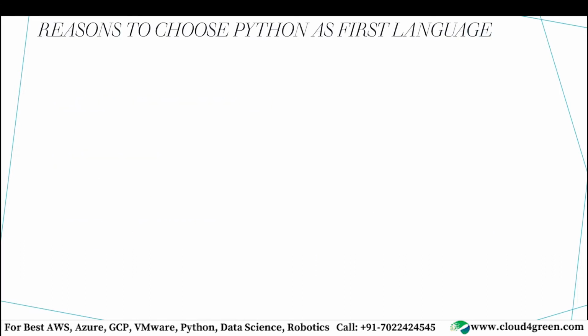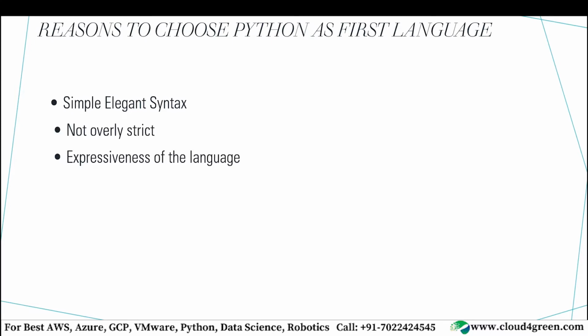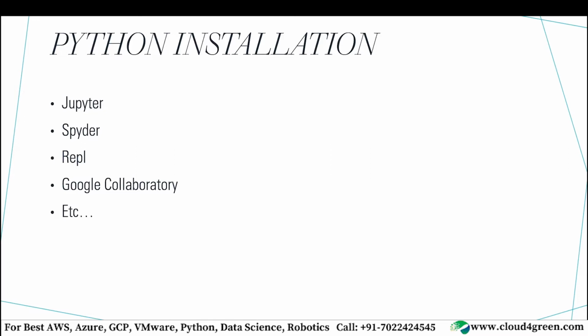The reasons to choose Python as a first language: it has a very simple and elegant syntax. Anyone can understand the syntax. It's not overly strict, while the expressiveness of the language is very good. It has a great community and support, and the installation process is also very simple. Throughout, we will be using Jupyter Notebook, Spyder, REPL, or Google Colaboratory from time to time for the hands-on, wherein Jupyter would be our main IDE for performing the code in Python.